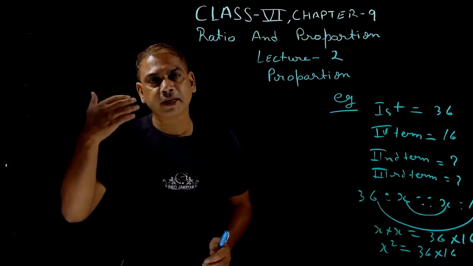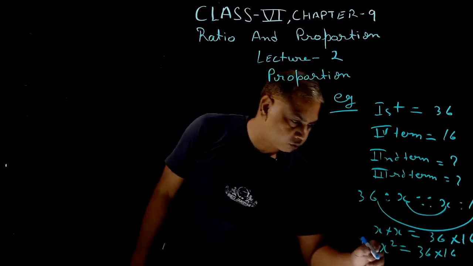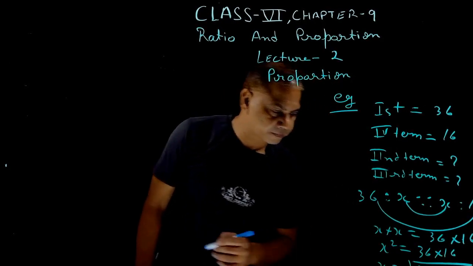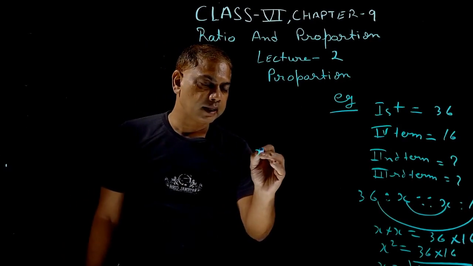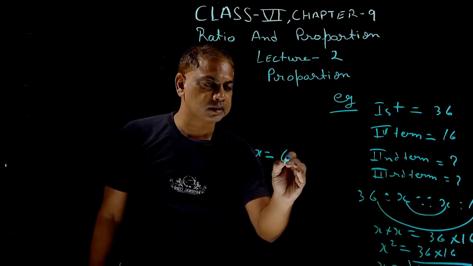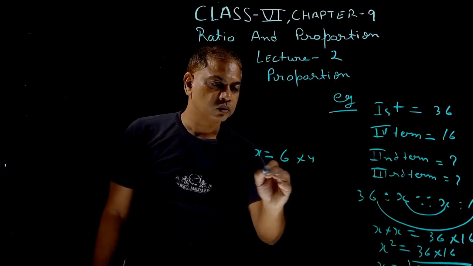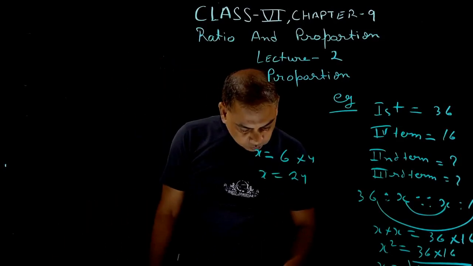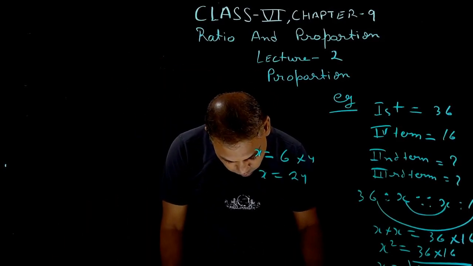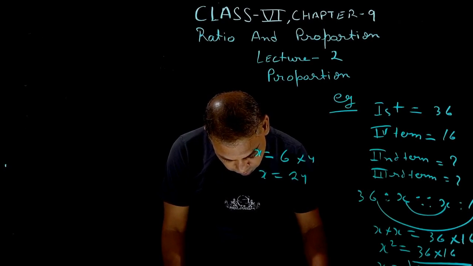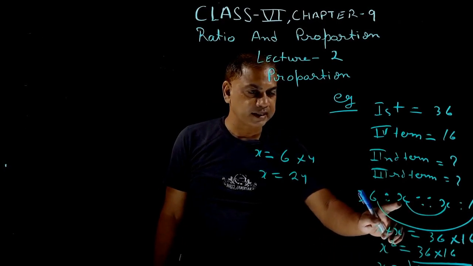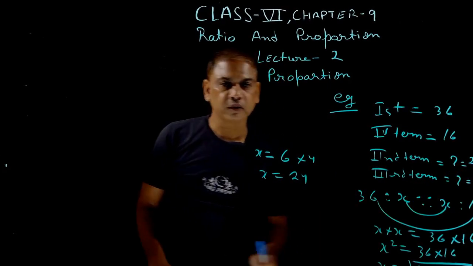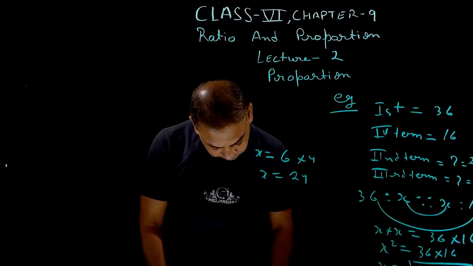Now students, you have to find out x, not x square. What we will do, x is equal to under root 36 into 16. Clear, student? Now x is equal to under root of 36 is 6 and under root of 16 is 4. So 6 fours are 24. So what will be the value of x? X is 24. So our answer is 24. Students, clear? Good.